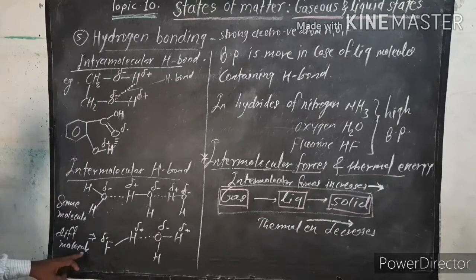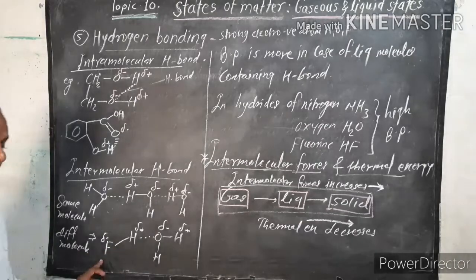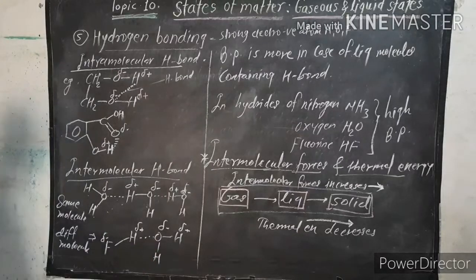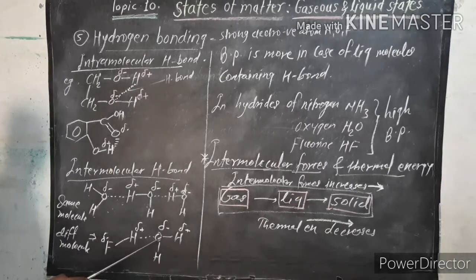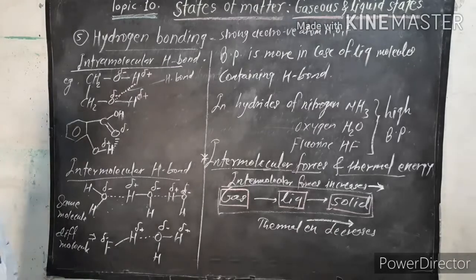But here another example is the hydrogen bond formation between hydrogen fluoride, HF, and the water molecule. Look here, this is HF, which I have written, and this is the bond formation between the oxygen of the water molecule and the hydrogen of the hydrogen fluoride molecule.